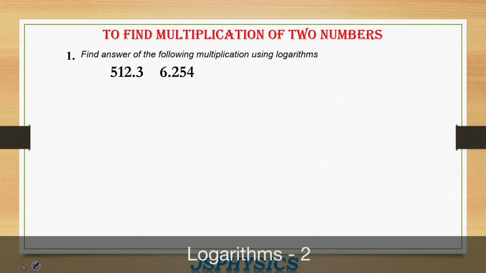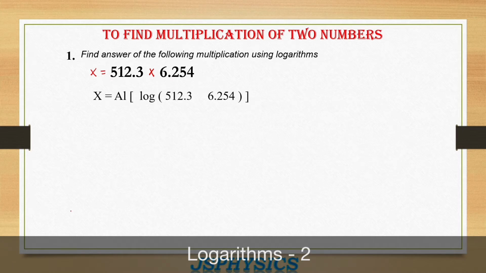Suppose we are given two numbers like 512.3 and 6.254, and I want to find the multiplication of these two numbers. We want the answer of multiplication of these two numbers. So let us assume that the multiplication answer is x. X is equal to the multiplication of these two numbers. Then the very first step will be this. X is equal to antilog of log of 512.3 into 6.254. Here simply we have taken log and then antilog.